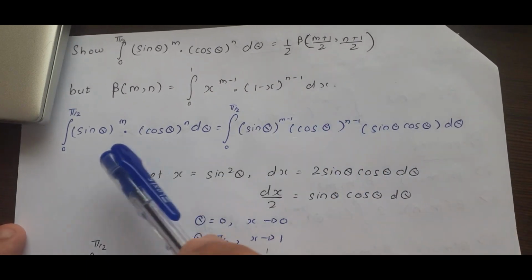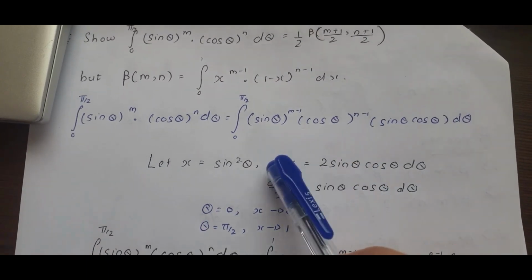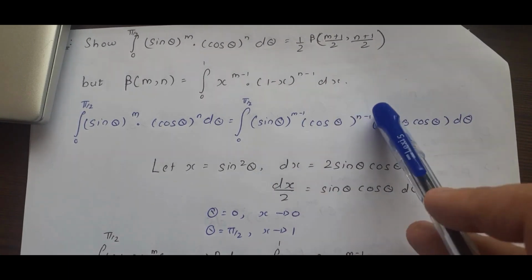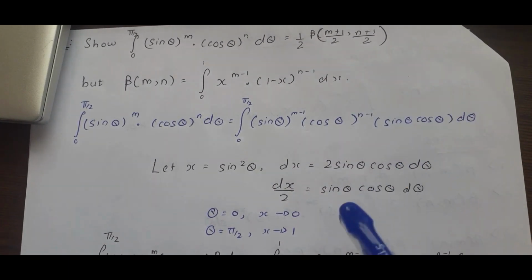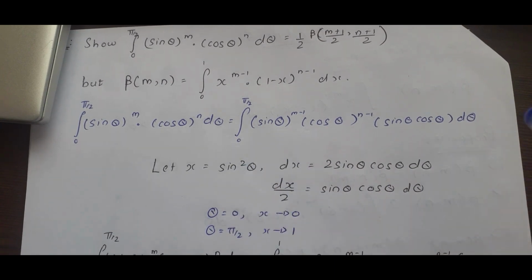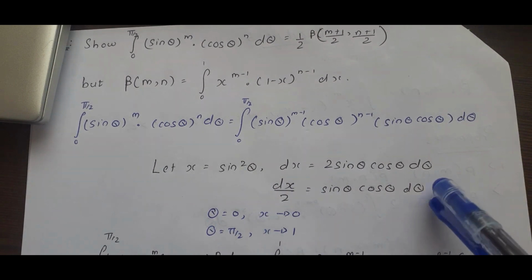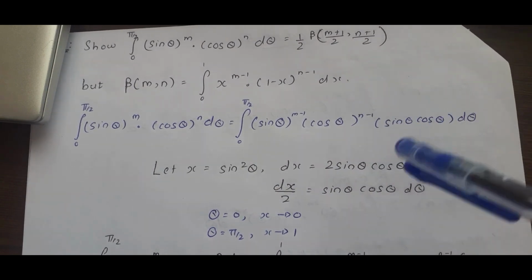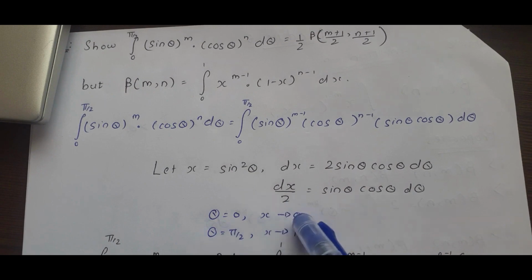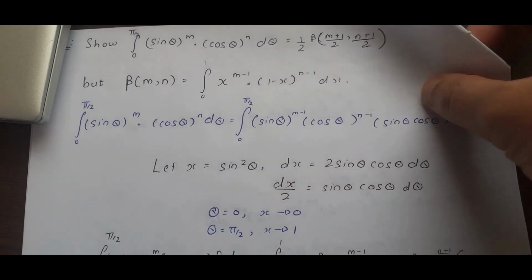Now if I take sine theta cos theta out common, I'll get sine theta power m minus 1 cos theta power n minus 1, and now I say let x equals sine square theta, dx equals 2 sine theta cos theta d theta. I can take 2 on this side, and that's how we'll get sine theta cos theta d theta in terms of x. When theta is 0, x is 0. When theta is pi by 2, x is 1. You put 0 and pi by 2 in here to get your values of x.